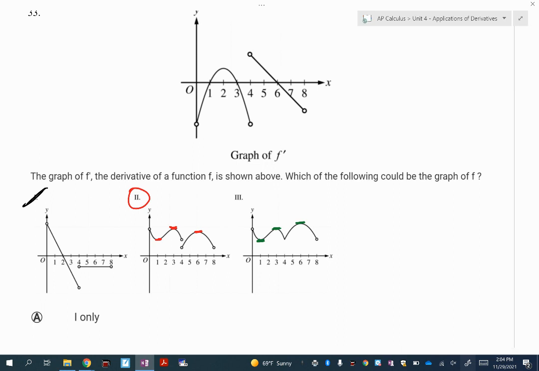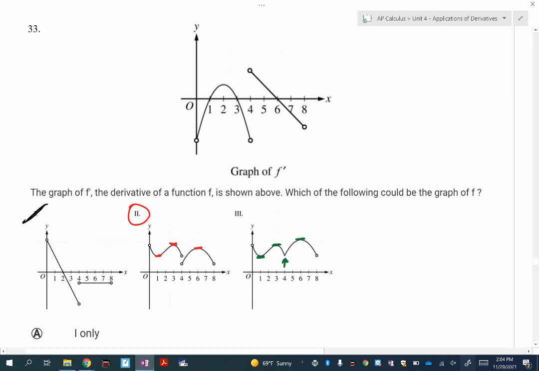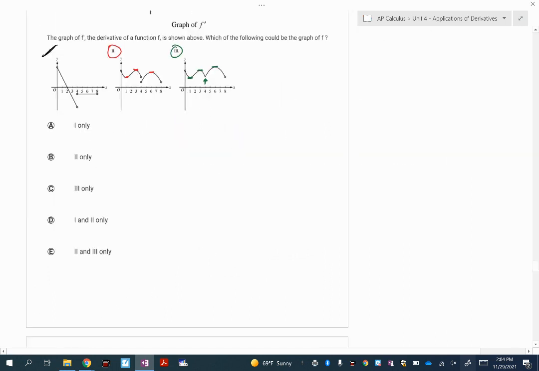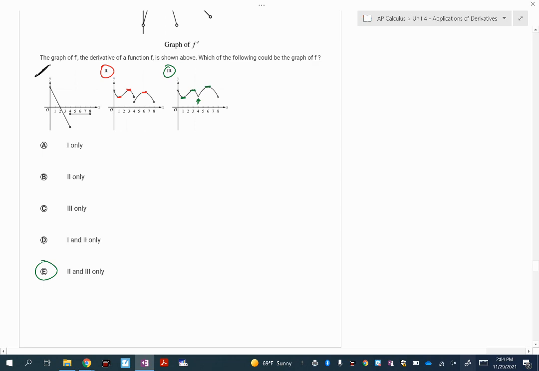And then it's actually not differentiable here, right? Remember that a rough or sharp turn or sharp curve means it's not differentiable, which makes sense because when I look at the graph of the derivative, we don't have a value for 4. So 3 could also work. So the answer choice is going to be 2 or 3, which is E.